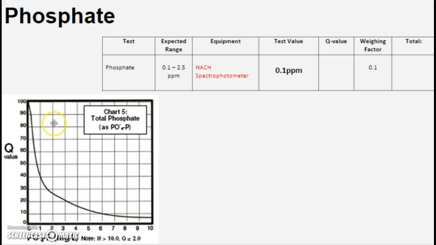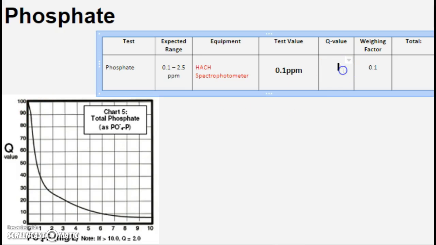Moving on. Phosphate. If it has a value of 0.1 parts per million, just barely past the dark line here, I can go with a phosphate Q value of about 95. That's a really high score. So I've got a 95 here. I take 95 times 0.1, and I get a value of 9.5.